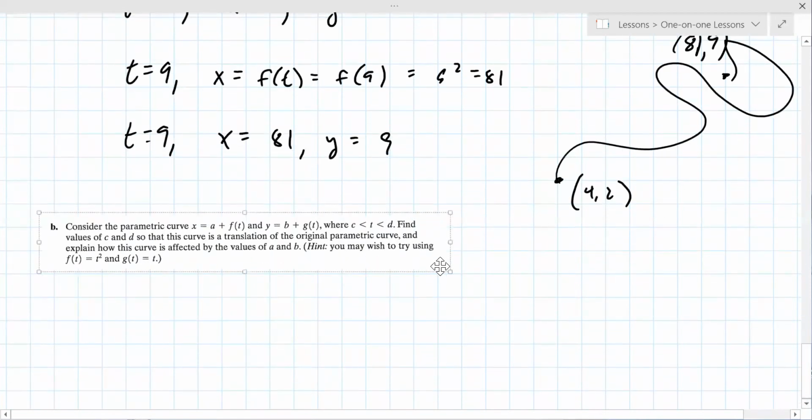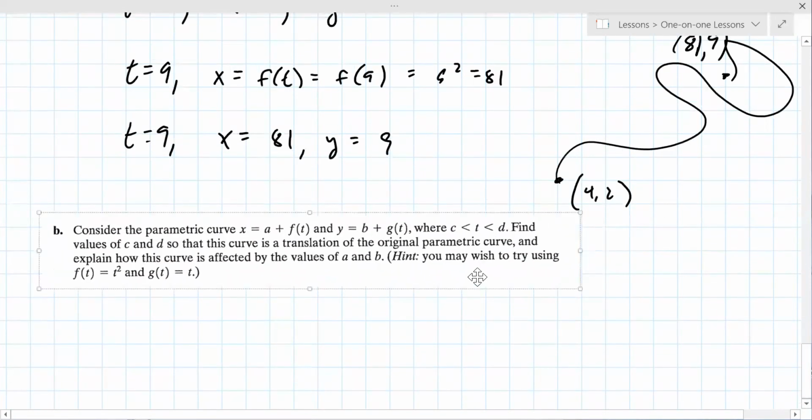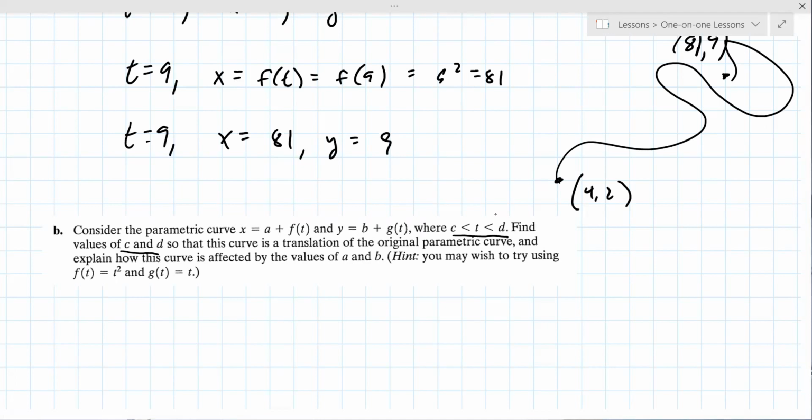Consider the parametric curve x equals a plus f of t, and find values c and d such that this curve is a translation of the original parametric curve. Explain how this curve is affected by the values of a and b. Okay, so they want to know the starting points. C is the starting point, D is the starting point. So that's a translation of the original parametric curve. So the idea is that's why they have you do this.